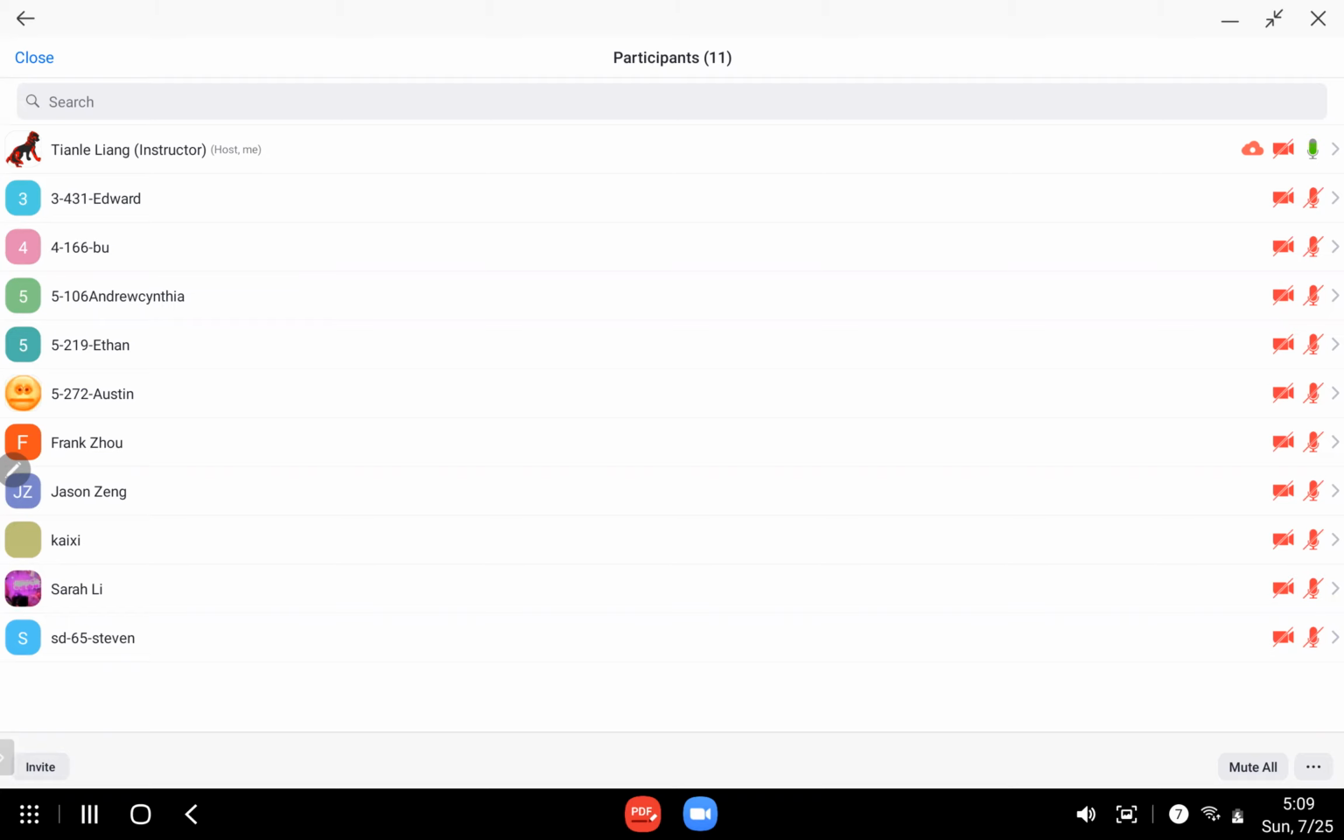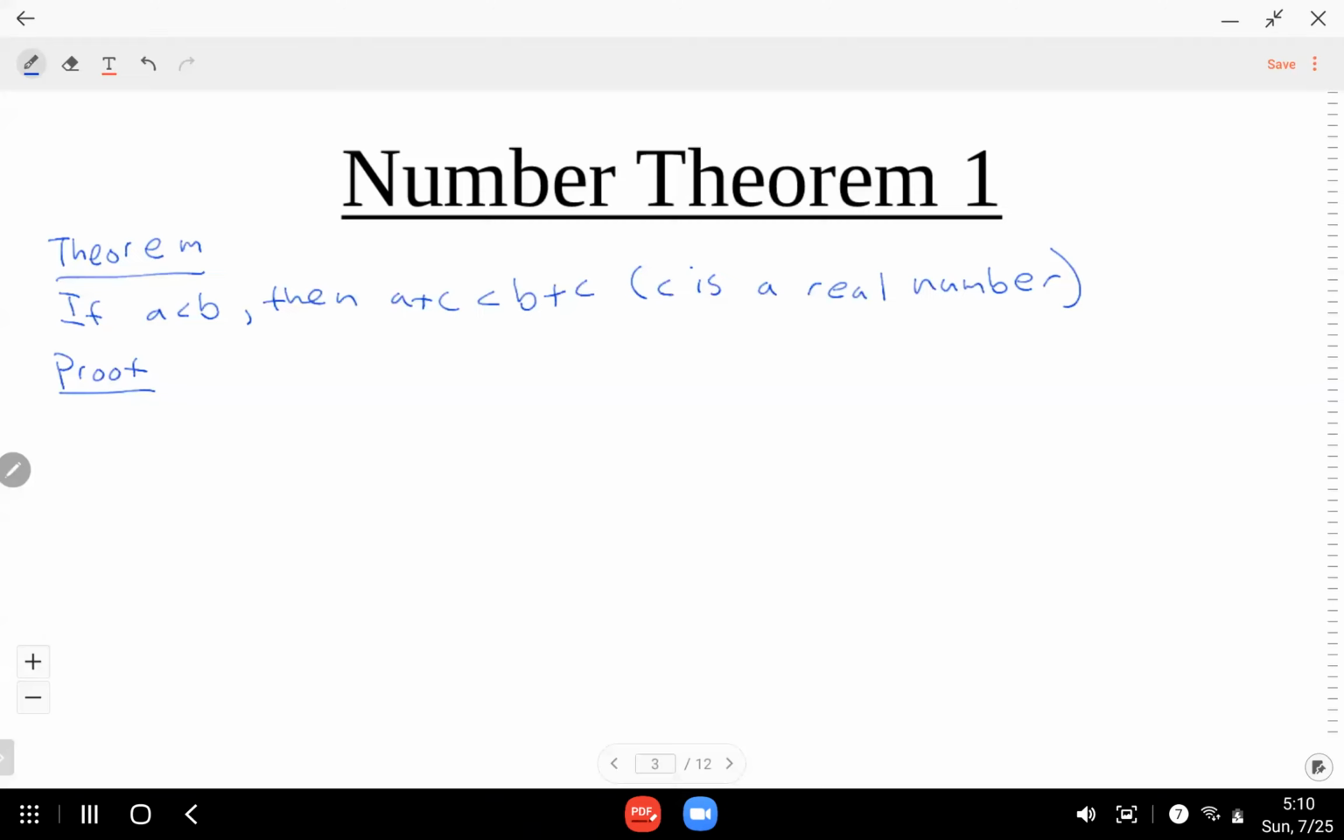No? Okay, so when we are proving, let me show you a wrong proof. Okay, how do we prove this if it's wrong? So this is an example of a wrong proof. Okay, A, what is A? A is 3. What is B? B is 4. Okay, and our C is going to be 1. 3 plus 1 is less than 4 plus 1.